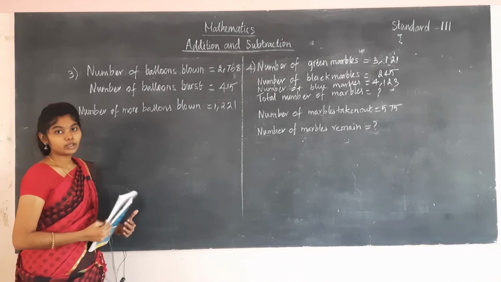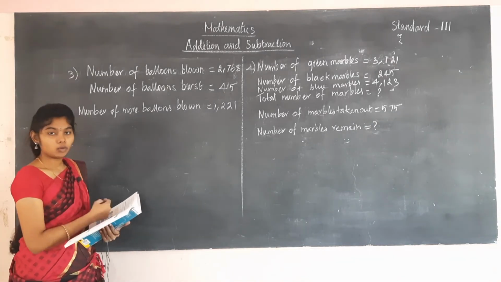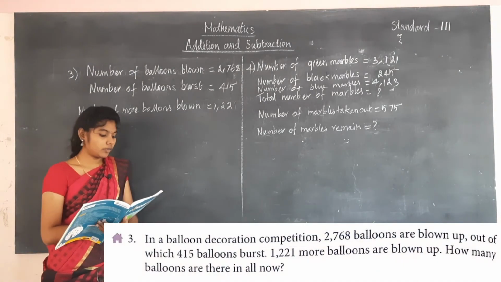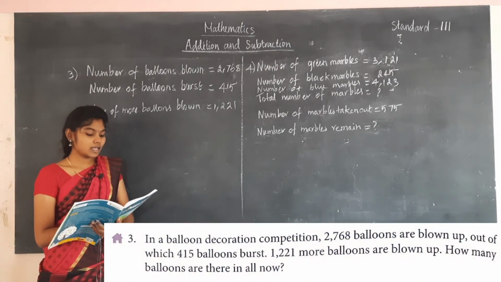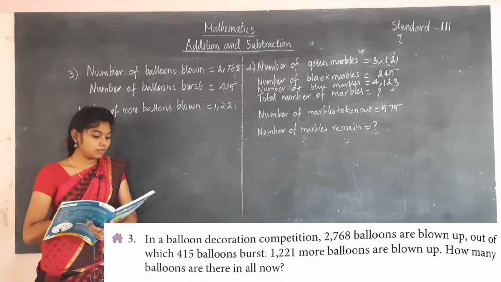Now we shall see the third problem. You are going to do this as your homework sum. I will just explain how to do it. So see the third problem. In a balloon decoration competition, 2,768 balloons are blown up, out of which 415 balloons burst.